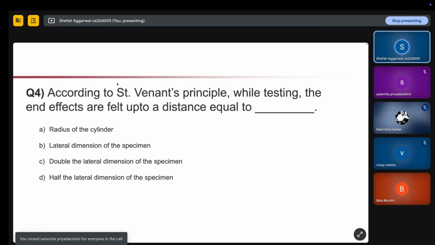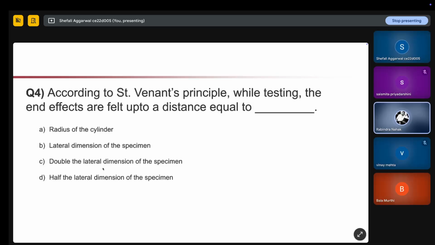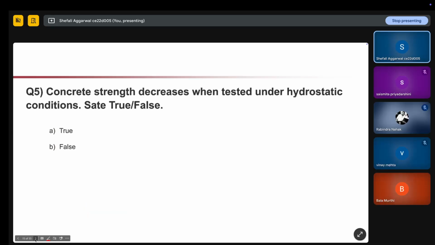Next question is, according to St. Venant's principle, while testing, the end effects are felt up to a distance equal to the radius of the cylinder, the lateral dimension of the specimen, or double the lateral dimension of the specimen. So you are correct. While testing, the end effects will be till the lateral dimension of your specimen. That's why we will put our LVDT at the corners.